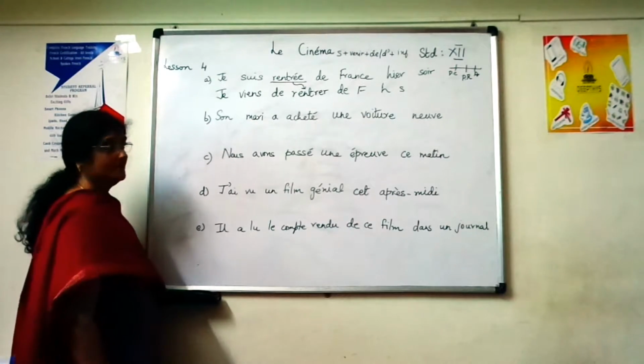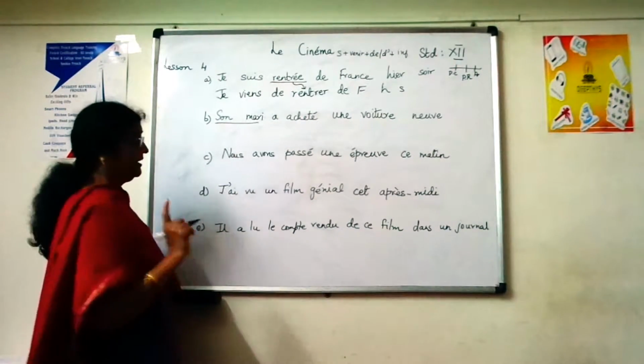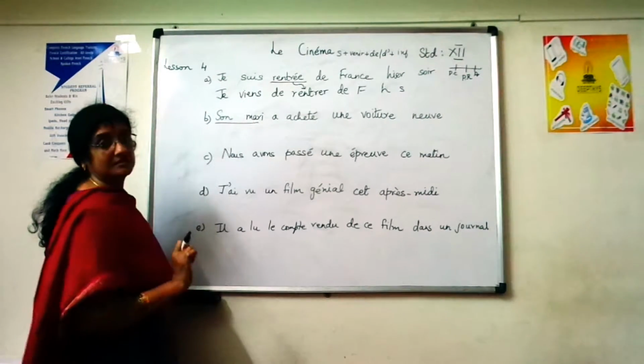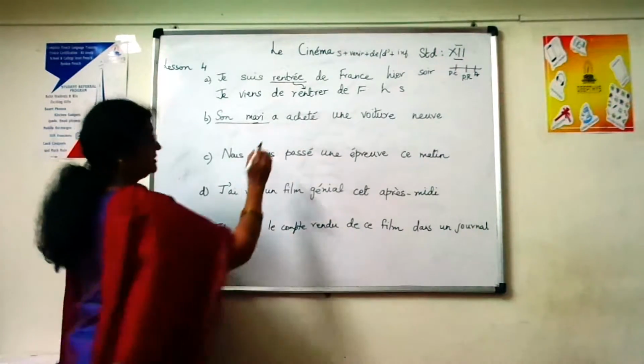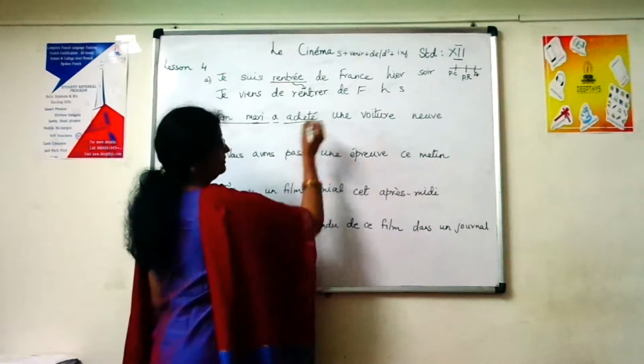Her husband bought a new car. So which is the subject of the sentence? This whole thing is a subject. Many students have this habit of writing this as a subject and this as something else. Please understand, this whole thing is the subject of the sentence. This becomes the auxiliary verb and this is the past participle.